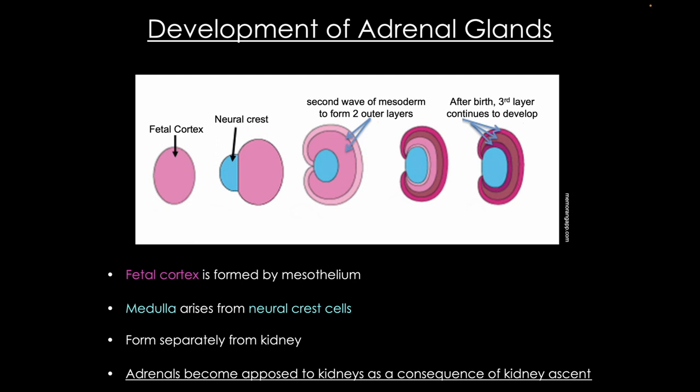Now again, take-home message here that these form separately from the kidney, they have a dual origin, and that they become opposed to the kidneys as a consequence of kidney ascent. So in those examples that I just showed you where we saw ectopic kidney, the adrenal gland would be in the normal position on that side of the body.